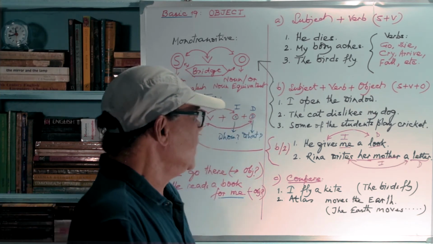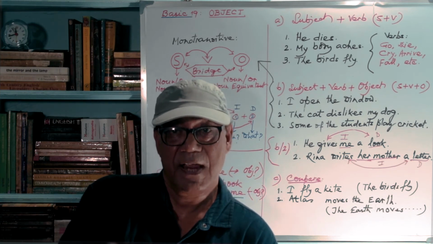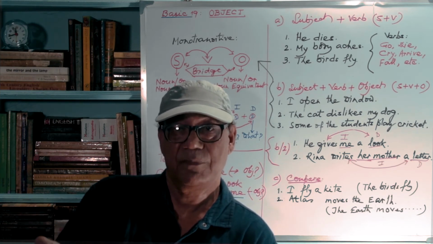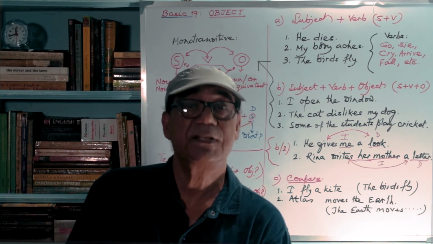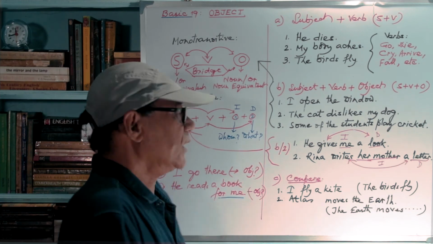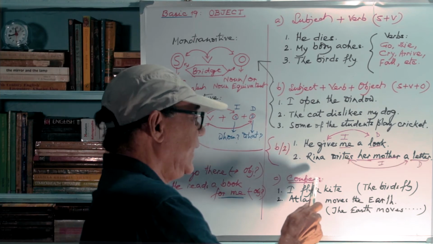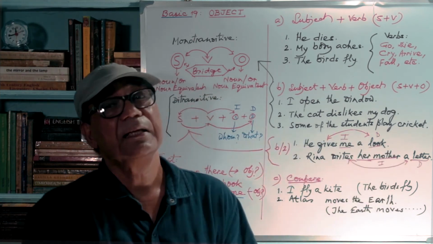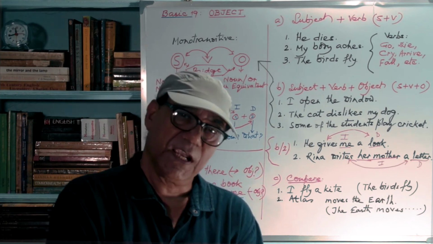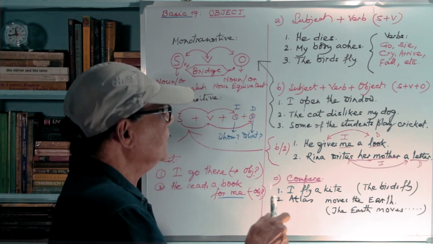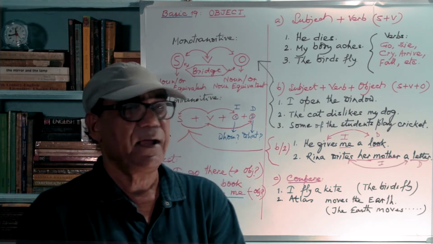Come to the next sentence. Rina writes her mother a letter. Whenever the verb is write, then you must be writing something. Writing a book or writing a poem or writing a letter. So that is natural and that is the object. So Rina writes a letter. A letter is the object, and her mother is indirect object. Letter is direct object, mother is indirect object. I think this is clear now which one would be direct object and which one would be indirect object.